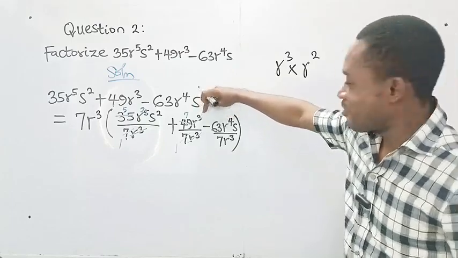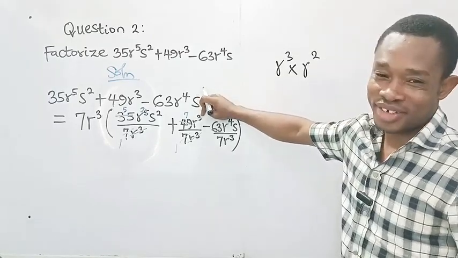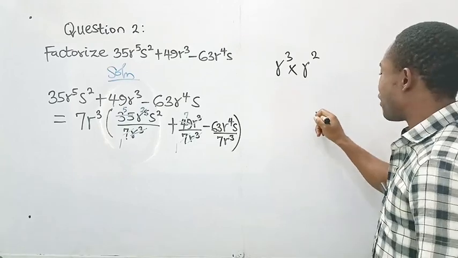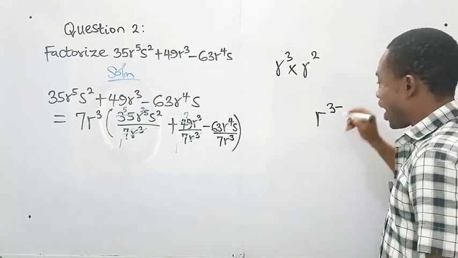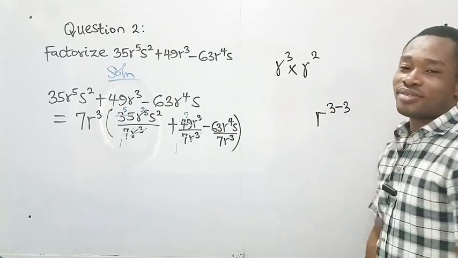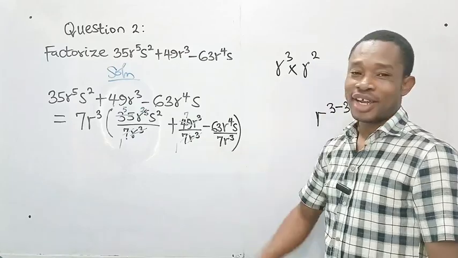Come from this power 3 in the numerator. This is what I mean. You have r raised to power 3 in the numerator, so go to that power 3 and minus the denominator power 3. Are you getting me right?